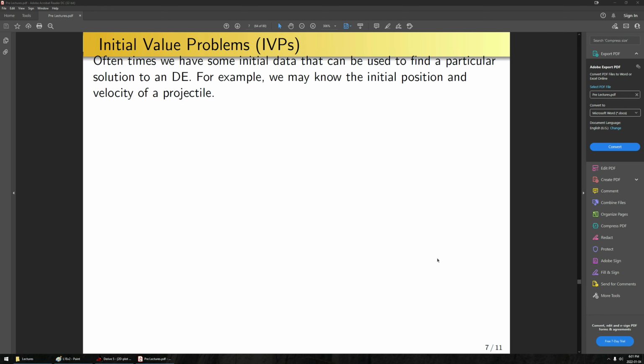For instance, say I know the initial position or velocity of a projectile. It turns out that I can use this extra information to build what's called an initial value problem. An initial value problem is simply a differential equation along with some initial conditions. It could be one single condition, or it could be multiple conditions. Generally speaking, you'll want the number of initial conditions to be less than or equal to the order of the differential equation, but we'll talk about that later on.